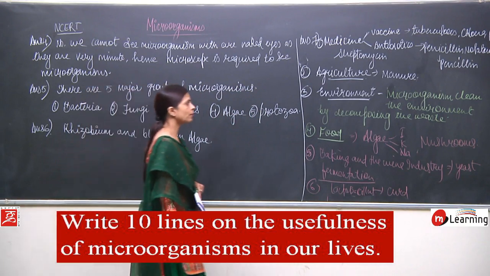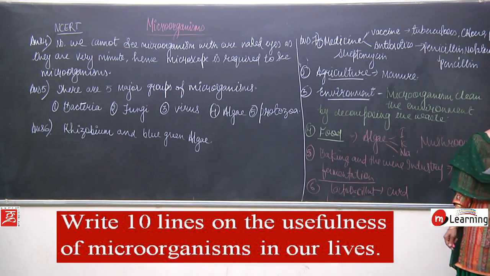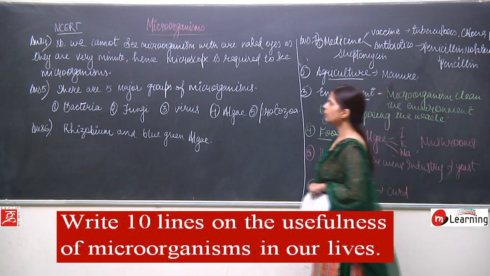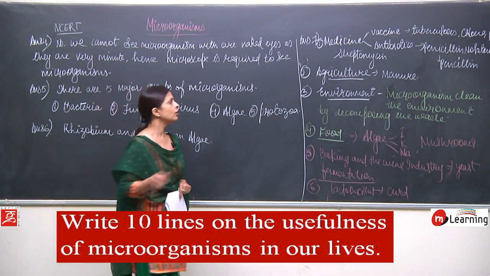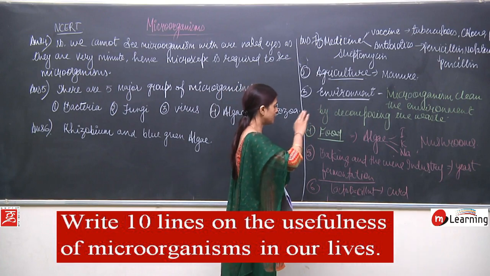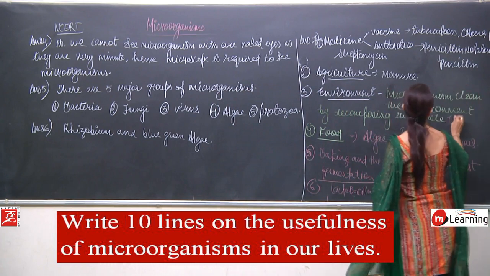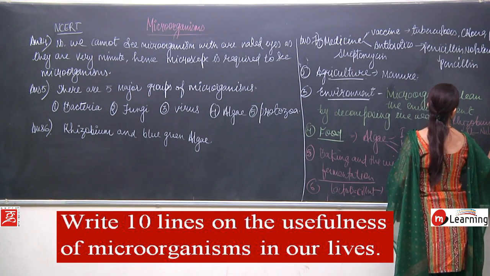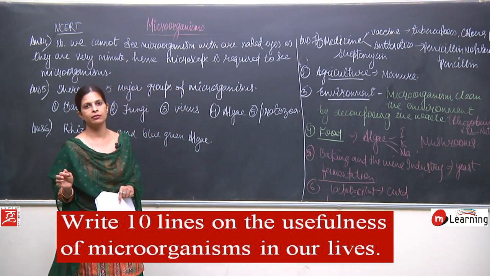Now we will talk about the next question, the eighth one: write a short paragraph on the harms caused by microorganisms. I have discussed earlier that the usefulness of microorganisms can be divided into certain parts, like food, agriculture, environment and industries. If I talk about Rhizobium bacteria in the environment, they convert nitrogen to nitrates. Even this is the usefulness of bacteria. That means there are many uses of microorganisms.